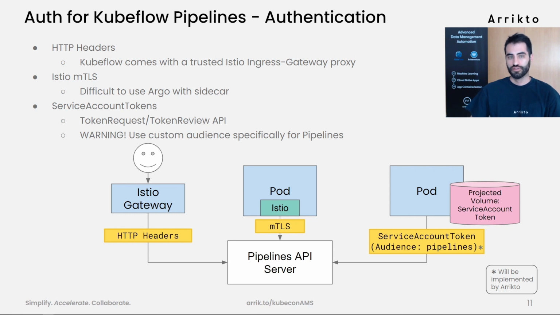For machine authentication, istio MTLS is a good solution, but it can't easily be used with all kinds of workflows. For example, run-to-completion workloads like Argo workflows and Kubernetes jobs don't fully support running with an istio sidecar. For that reason, we also designed a third way of authentication with a service account token. Now be careful. We use service account tokens with a custom audience issued by the Token Request API. These tokens are only usable at the Pipelines API server and not the Kubernetes API server.